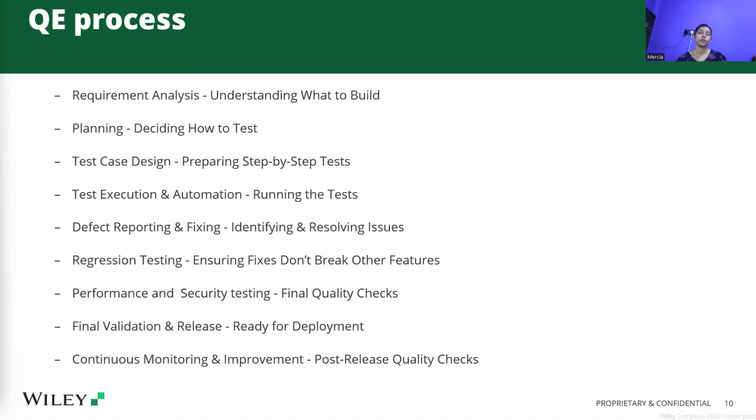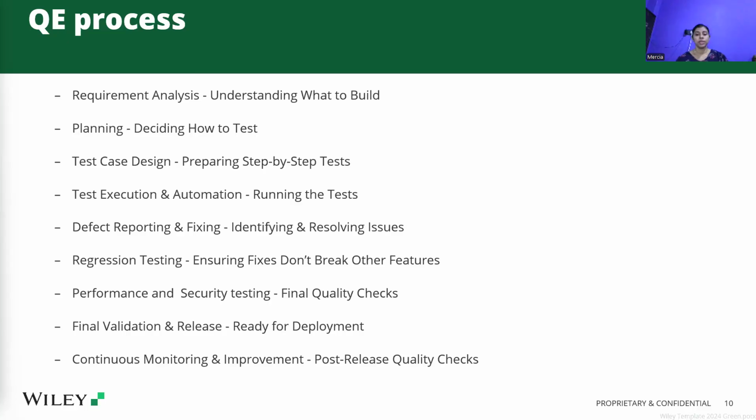And also, we have to check with the updates. Let's say Chrome has updated to a new version, so we have to check whether our website is working with that particular Chrome version. And then the performance and the security testing, the final quality check basically. We have to check for the speed, scalability, security, and also optimize the code and fix security flaws if needed.